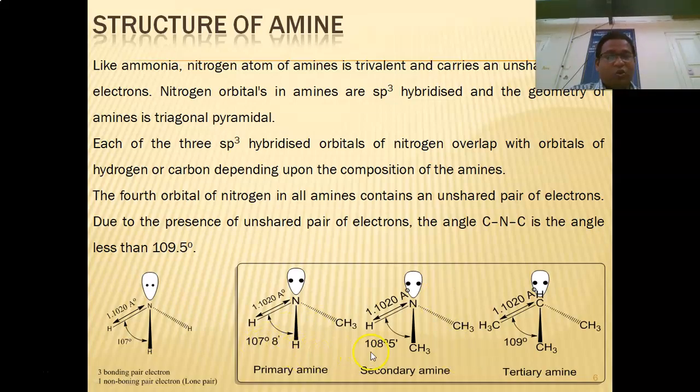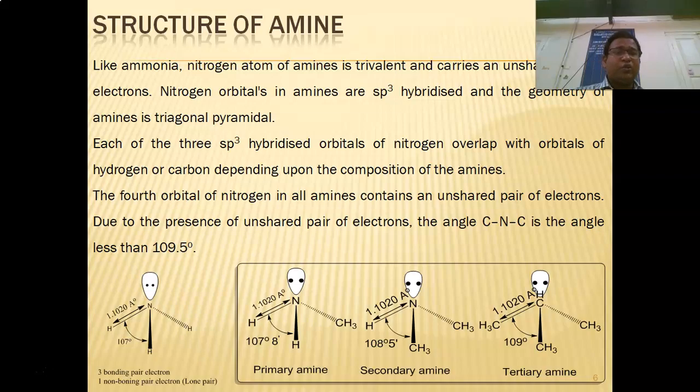When two hydrogens are replaced with methyl groups, the bond angle will increase again to 108 degrees 5 minutes. Again the substituent is replaced, hydrogen with methyl group. When all three hydrogens are replaced with methyl groups, the bond angle will increase again to 109 degrees. It is very important to note that whenever hydrogen atoms are replaced with alkyl or aryl groups, there is an increase in the bond angle due to the repulsion between the bonding pairs of electrons. The larger the size, the larger the repulsion.